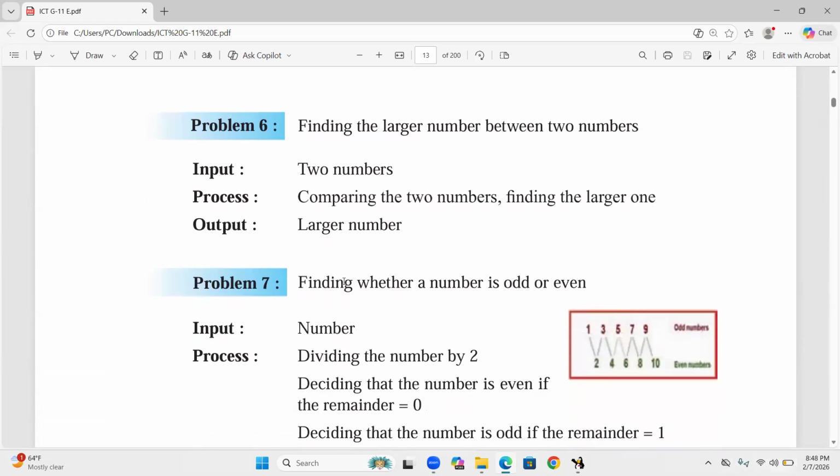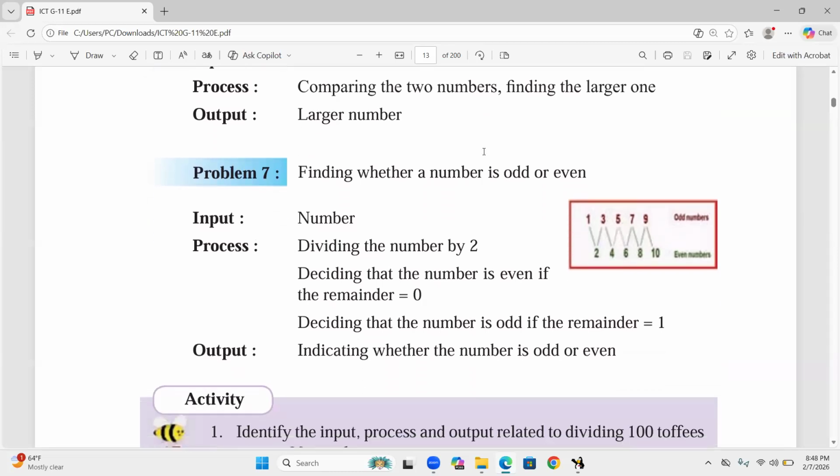Okay, then problem number 6 is finding the larger number between two numbers. Here we have to give two numbers as input, then compare both numbers and find the larger one from these two numbers. So that is a kind of sequence type of problem.